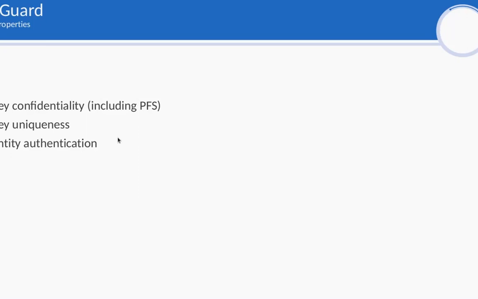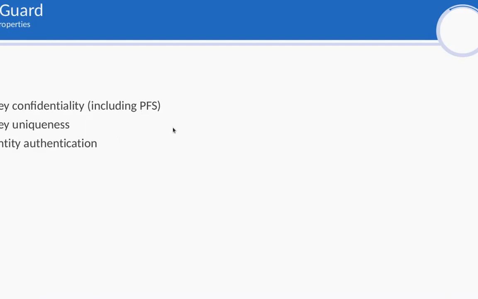It would be a funny situation if two VPN connections somehow had the same encryption keys. What this means for WireGuard in practice is that the final derived symmetric keys should be unique with overwhelming probability. And of course, both parties will need to know for sure who they are talking to. So they should authenticate each other.